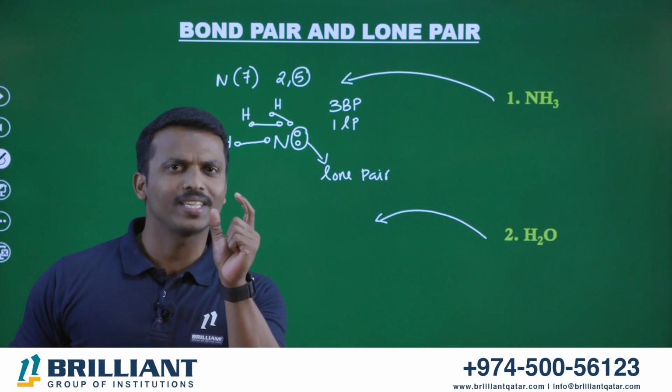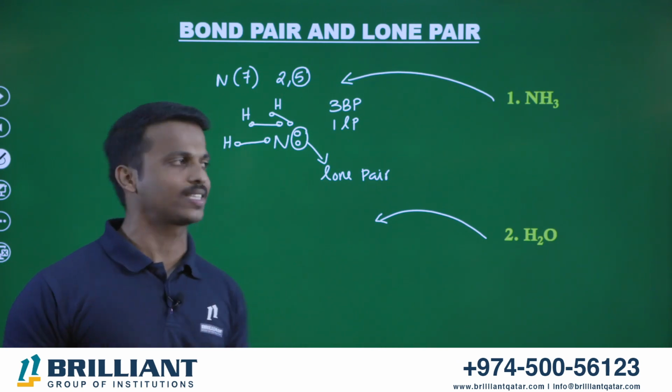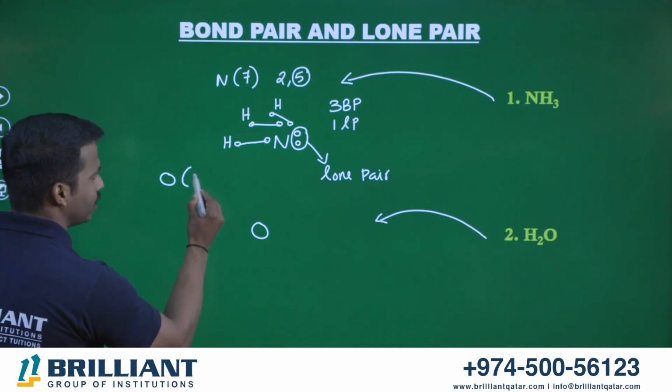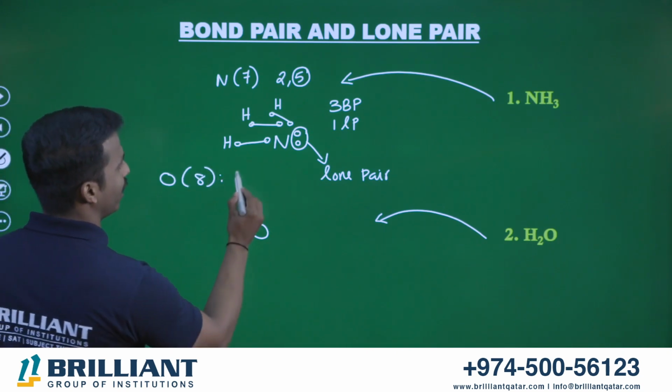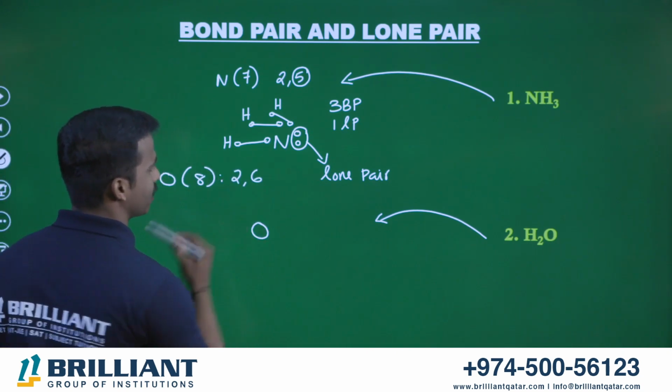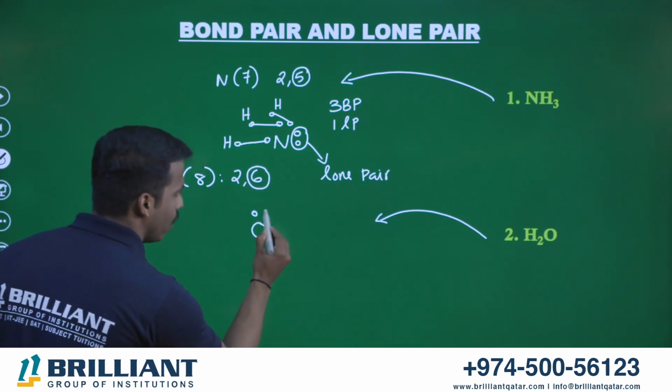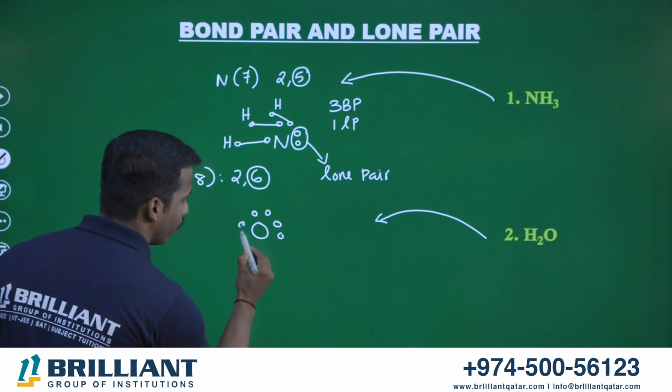I think oxygen is the lesser number, right? Oxygen is the central atom. Okay, oxygen. What is the atomic number of oxygen? That is equal to 8. So what is the configuration? 2, 6. So what is the valence electron on oxygen? 6. Let me represent 1, 2, 3, 4, 5, 6.